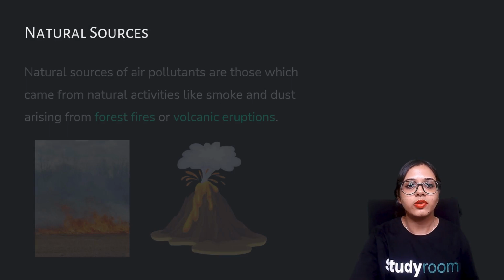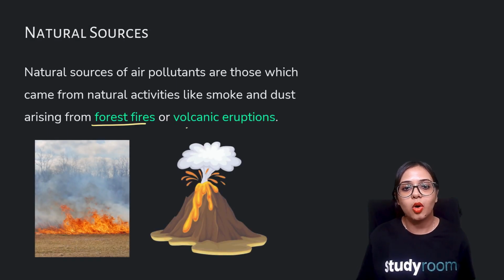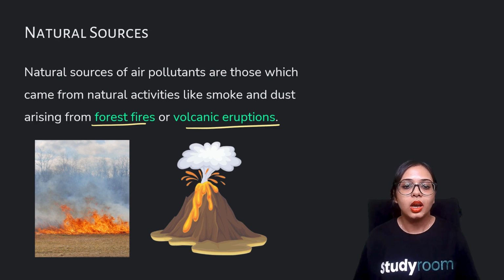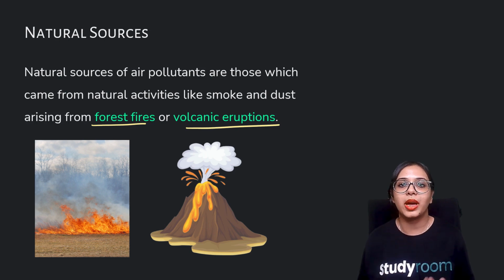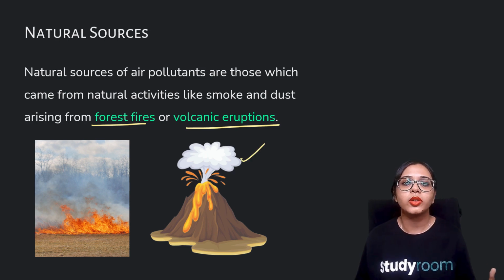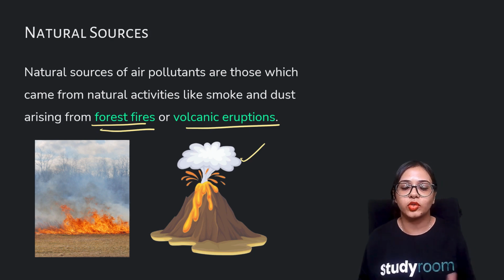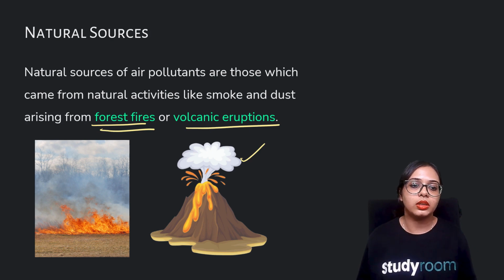So for natural sources, there are two types: forest fires and volcanic eruptions. When a volcano erupts, that's a natural phenomenon that is not caused by any human or man-made activity. During volcanic eruptions, there are a lot of oxides, sulfur oxides, nitrogen oxides. So there are a lot of harmful oxides of various other elements that are directly the cause of air pollution.